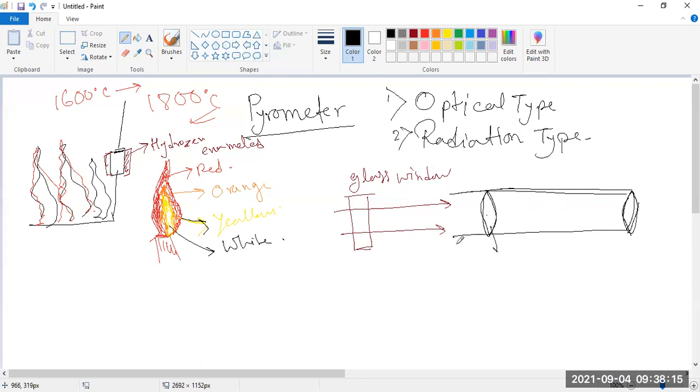This is the lens. The light beams are coming here, and here anyway, but they are all parallel. Light beams are coming here. This is the eyepiece.